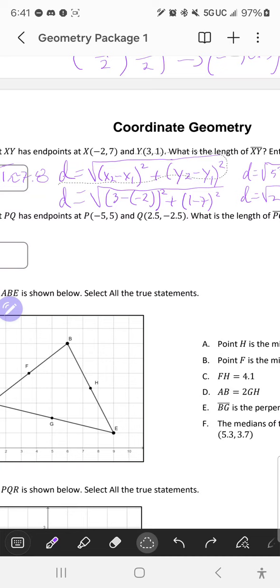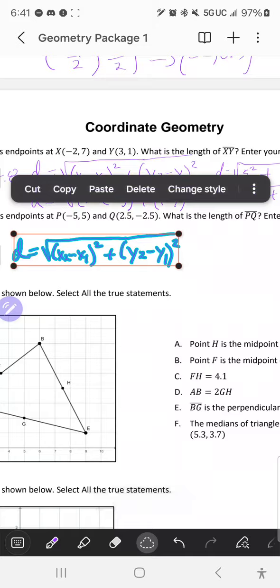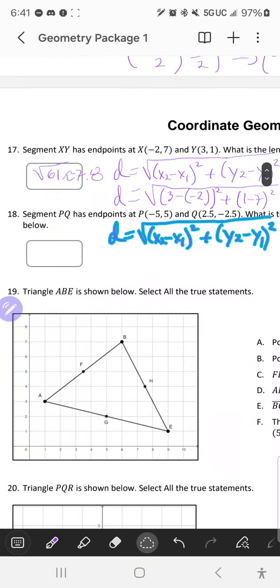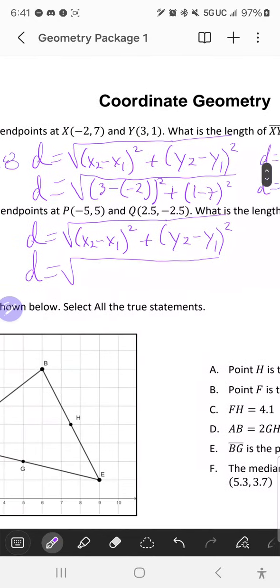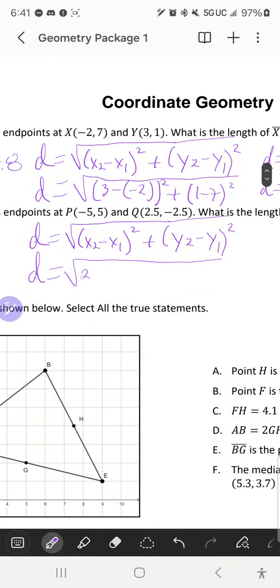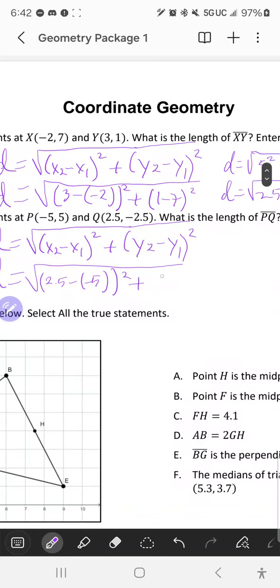Let me see if it's letting me now, since when I was doing algebra it didn't let me. Yep, copy. I'm going to substitute the values. In this case, x2 is 2.5 minus x1, which is minus 5, squared, plus negative 2.5 minus 5, squared.